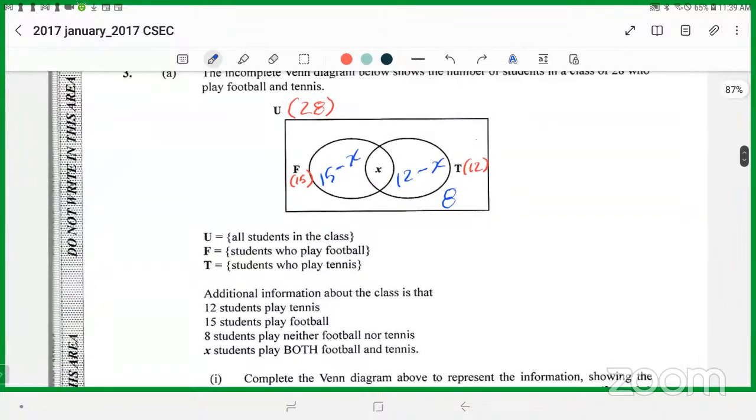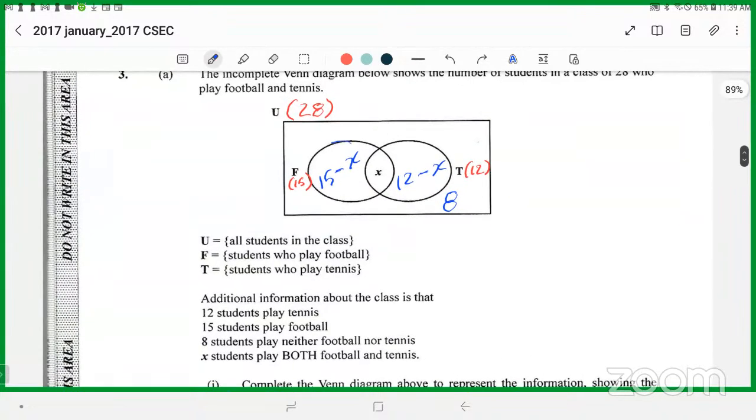Let's write it out here and copy it down. So this part is already 15. So I'm going to write 15 minus X. That part is already 15. So it's going to be 15 plus this, which is 12 minus X, plus this 8 out here. All of that equals 28.